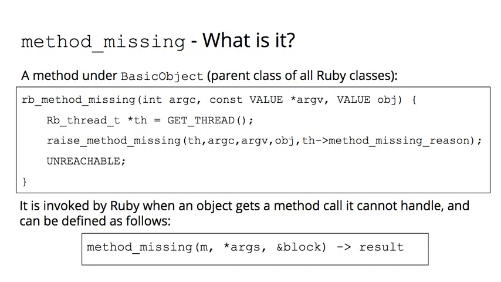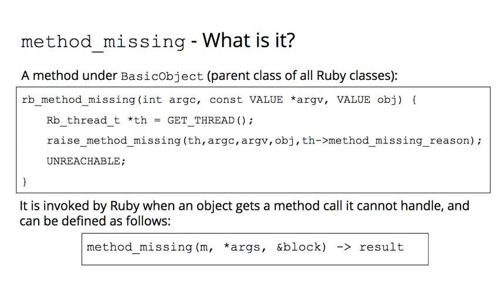And basically, method missing is invoked by Ruby automatically when an object gets a method call that it can't handle. So when an object gets sent a message that it doesn't know how to process, it calls method missing because there's not a method definition for the method in question.